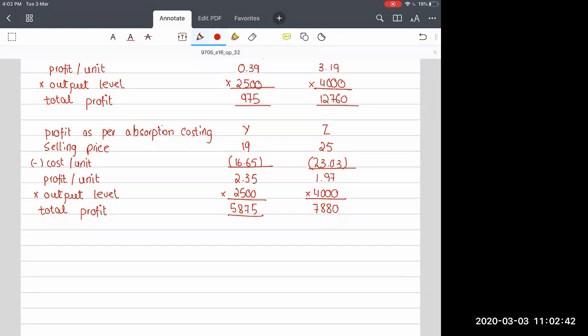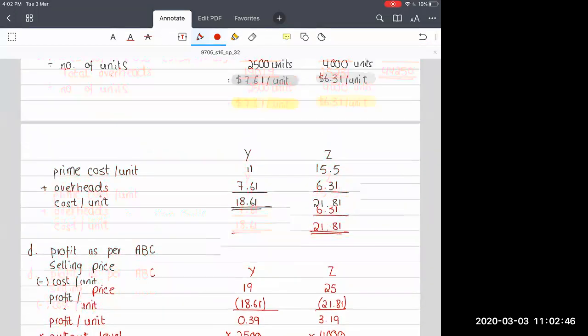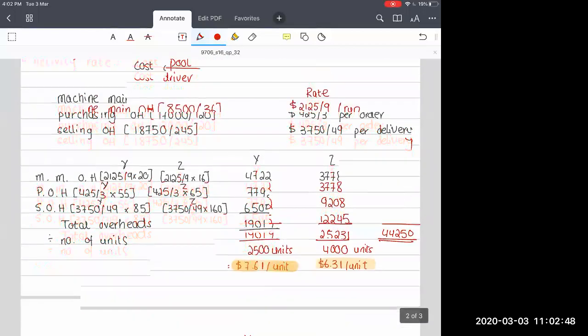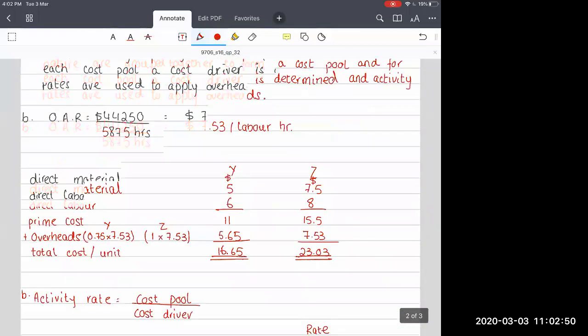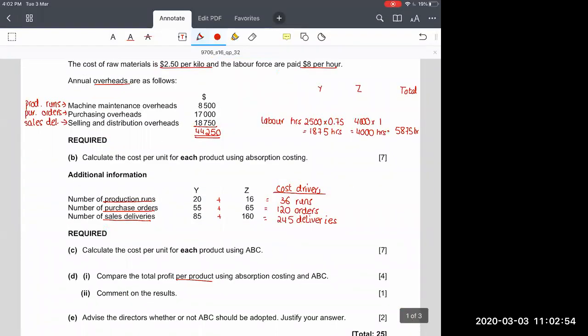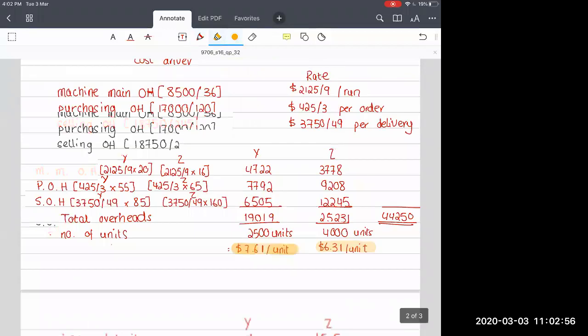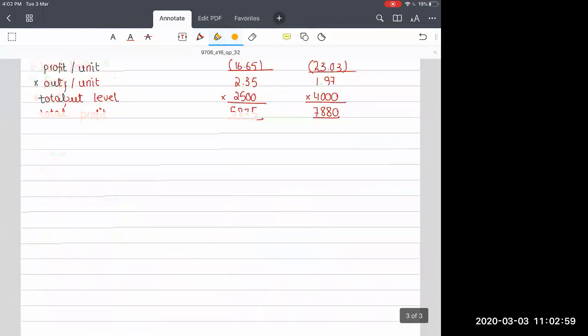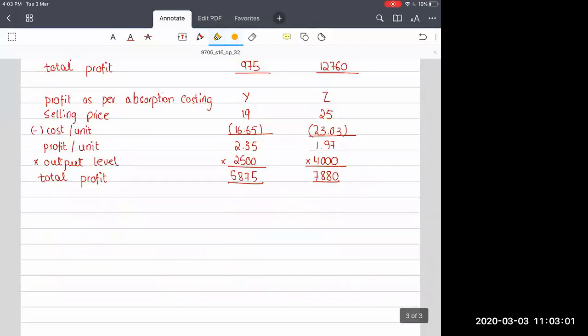Are we just required to show the profit, or are we going to make a comparison as well? Compare the total profit per product using absorption and ABC costing. तो first of all product Y का comparison हम करेंगे. Yes, difference in profit.